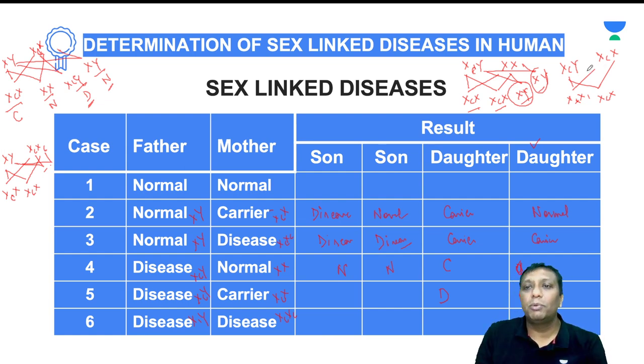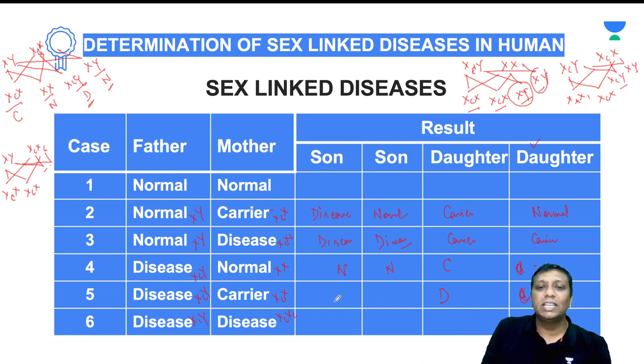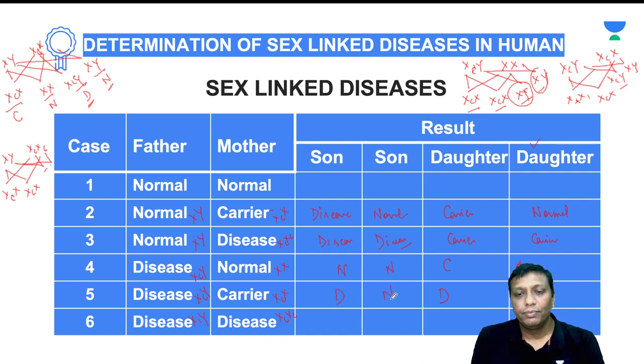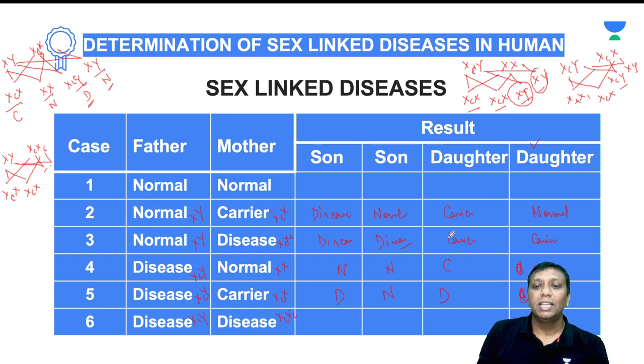And what about the son possibility? XCY is a disease son and XY is a normal son. The son in this case is either disease or normal. I hope you people understood very well, guys. And what about the next, guys?